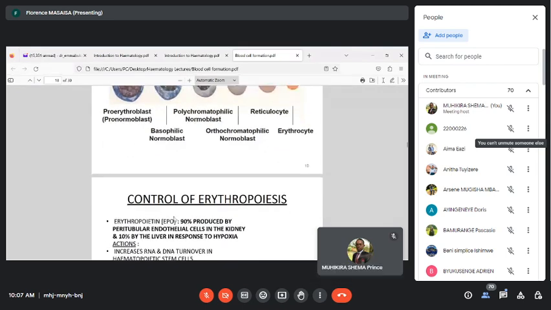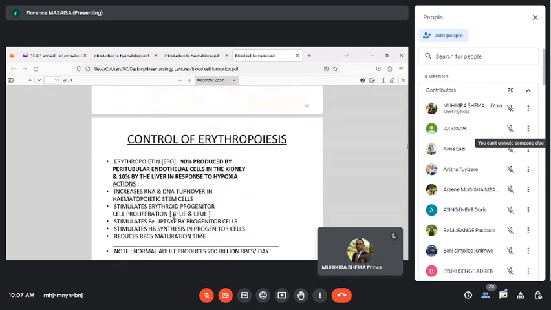So now, by understanding the control of erythropoiesis, when you are dealing with a case of anemia or decreased red cells, you will understand the mechanism. You will try to relate to your patients what can be the cause of anemia in this condition. So first of all, we have humoral regulation.